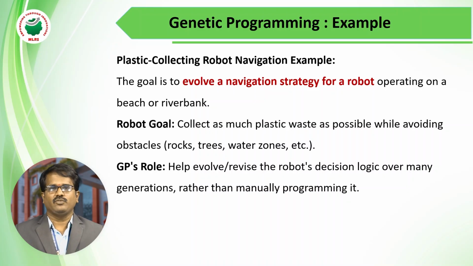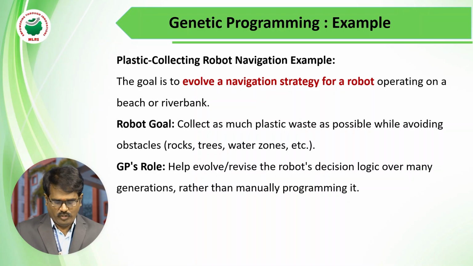The main objective of the robot is collecting the plastic while avoiding obstacles, like rocks, trees, and water zones. Avoiding these obstacles, the task of the robot is to collect as much plastic as possible. That is the goal. Next, how can genetic programming be used to do this task?